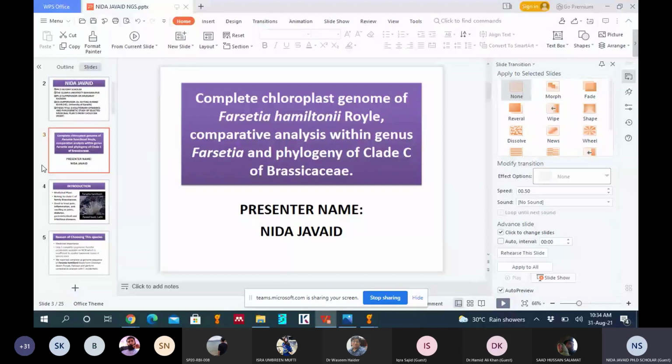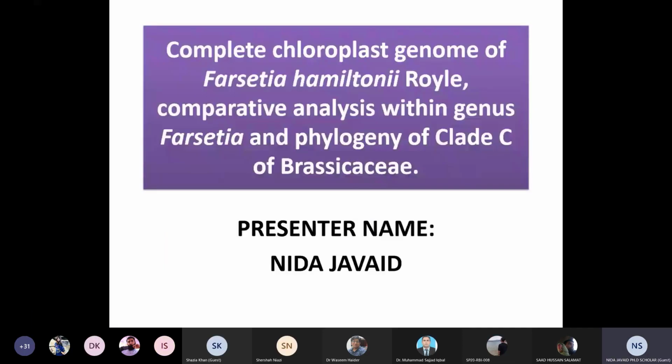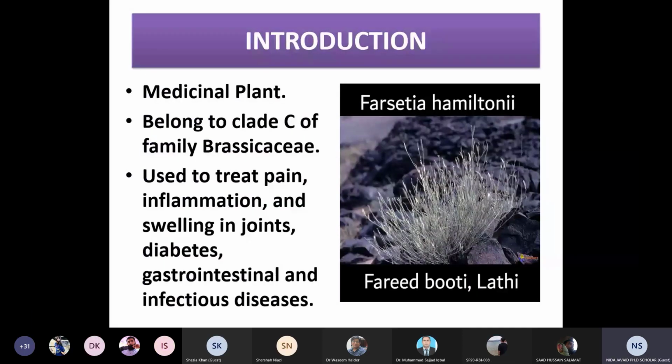Today my topic of presentation is the complete chloroplast genome of Farsetia hamiltonii Royle, comparative analysis within genus Farsetia, and phylogeny of Clade C of Brassicaceae. Farsetia hamiltonii is a medicinal plant commonly called Fareed booti or Lathi, belonging to the Clade C of family Brassicaceae.